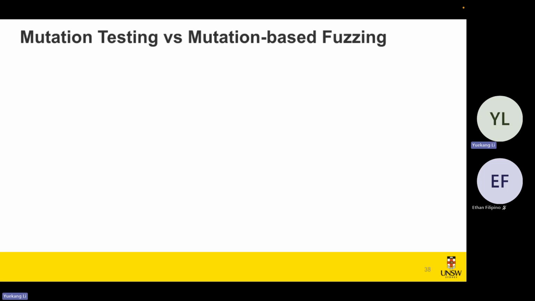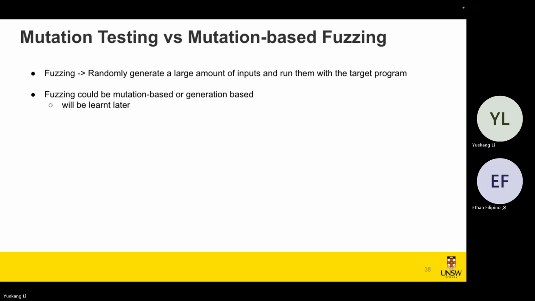And then we have mutation testing versus mutation-based fuzzing or mutation-based testing. Fuzzing is a practically useful technique we will be learning in the next week. The basic idea of fuzzing is to randomly generate a large amount of test inputs and run them with the target program to see if there are any bugs or crashes triggered. And fuzzing can be mutation-based or generation-based.